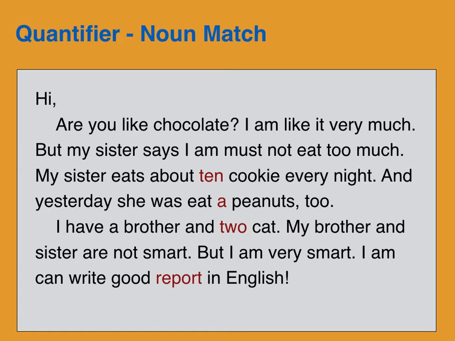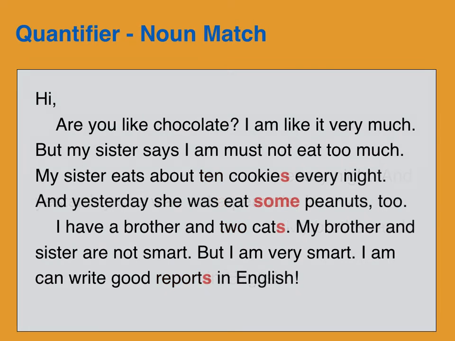Here are the corrected forms. Ten cookies, some peanuts, you could also say a lot of peanuts, or even a bag of peanuts or a packet of peanuts. Next is two cats, and finally good reports. Let's move on.